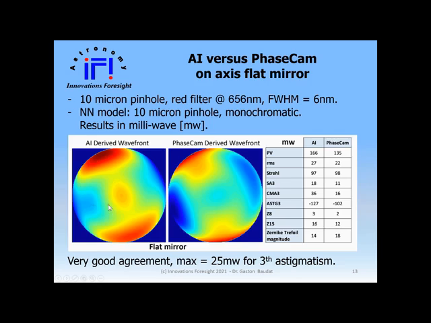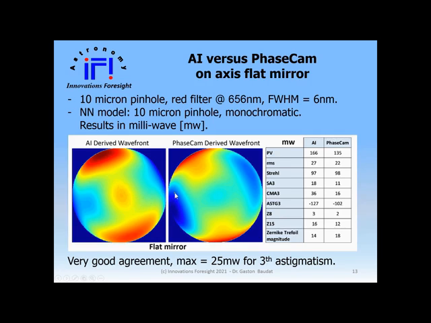Here you can see the wavefront as a color heat plot. Red are peaks and blue are troughs of the wavefront. This is the AI solution, and this is the PhaseCam solution. Both use Zernike polynomials to rebuild the wavefront. Here, the PhaseCam uses the interferometric data, the fringes, to do the work. And here we use the defocused image of the pinhole.